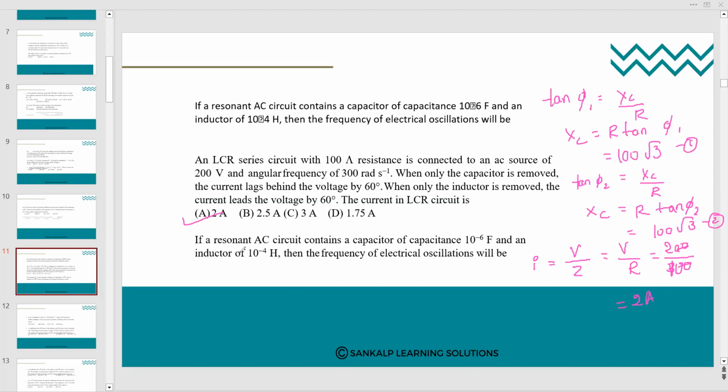If a resonant AC circuit contains a capacitor of capacitance 10 raised to minus 6 farad and an inductor of 10 raised to minus 4 Henry. So this is similar to the first one. So leave it. Go for the next.